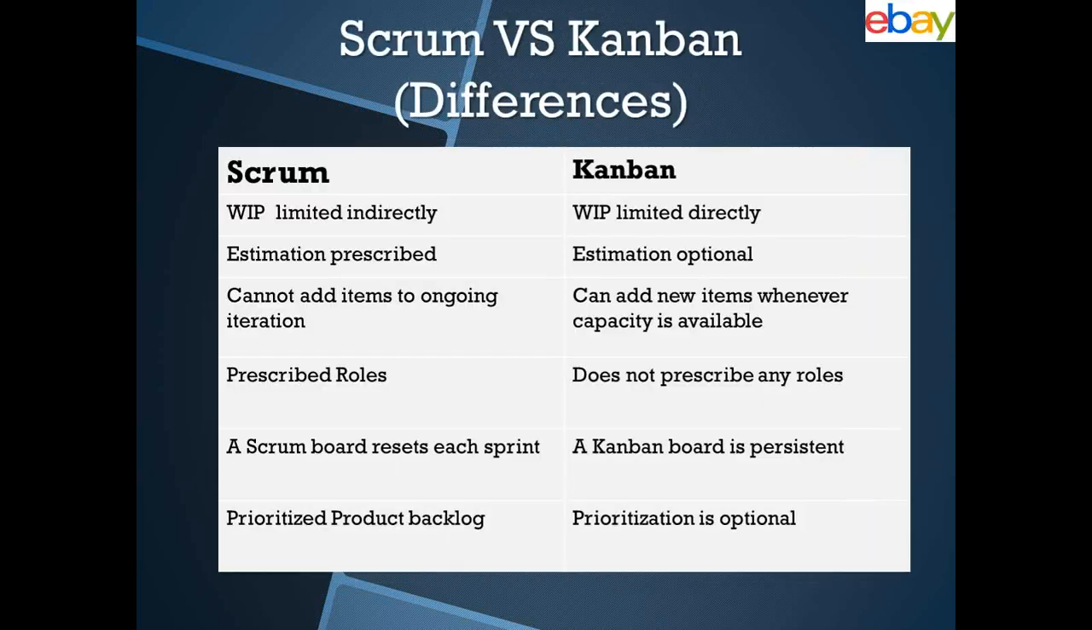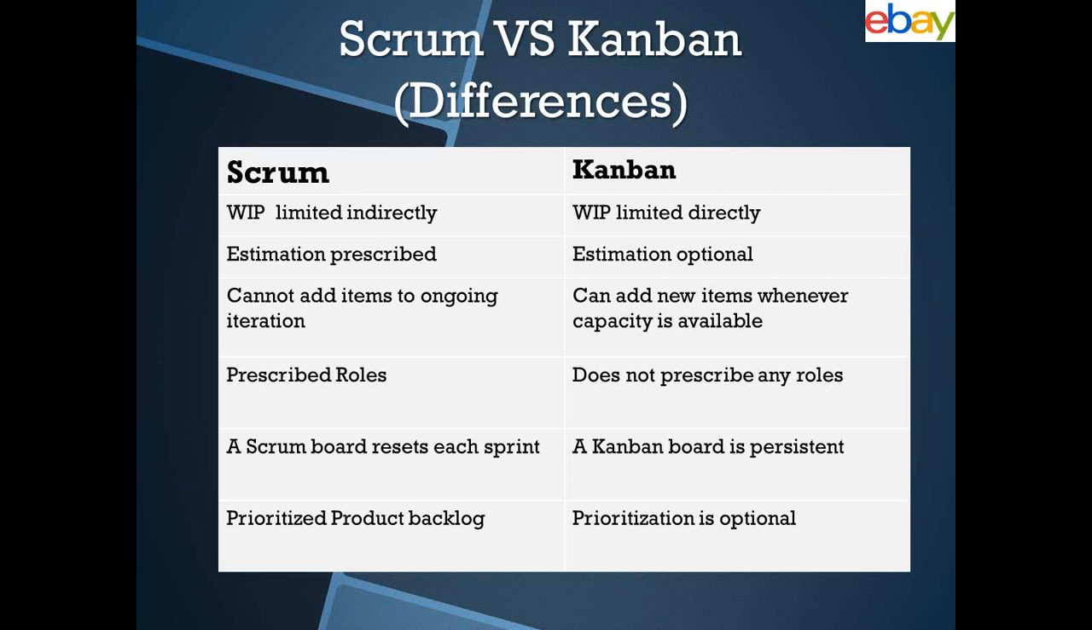What are the differences between Scrum and Kanban? Like I said earlier, in Scrum, the work in progress is limited indirectly. In Kanban, it is very direct. So Kanban will be much simpler when compared to Scrum. In Scrum, the estimation is prescribed. You have to be able to commit to what you're doing in each iteration. And if you're not able to, it goes into a backlog. When you initially start, you have to know what you're going to get at the end of the sprint.